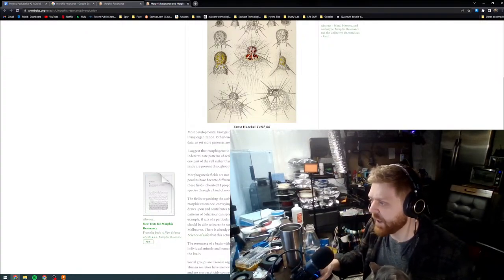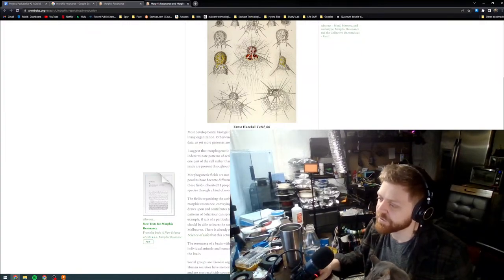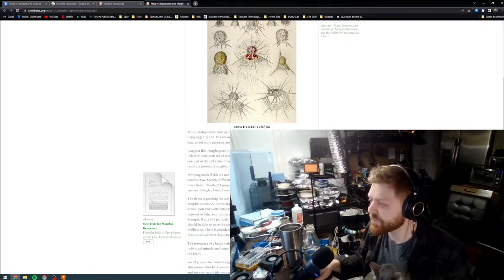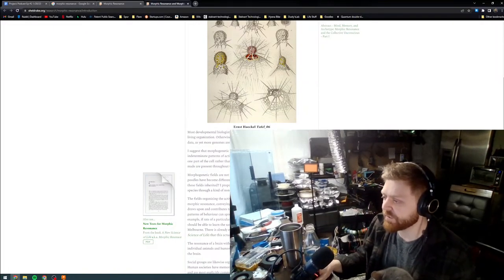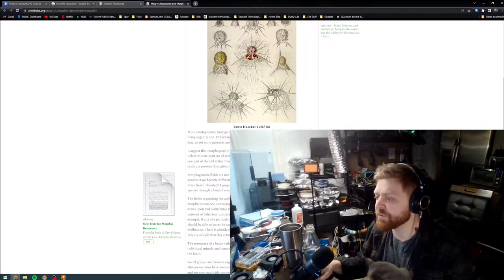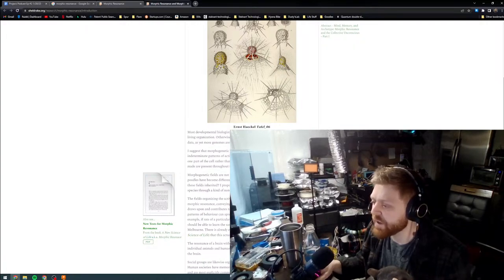Most developmental biologists accept the need for a holistic or integrative conception of living organization. Otherwise, biology will go on floundering, even drowning in oceans of data, as yet more genomes are sequenced, genes are cloned, and proteins are characterized. I suggest that morphogenetic fields work by imposing patterns on otherwise random or indeterminate patterns of activity. For example, they cause microtubules to crystallize in one part of the cell rather than another, even though the subunits from which they are made are present throughout the cell.